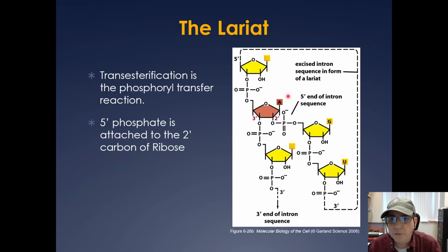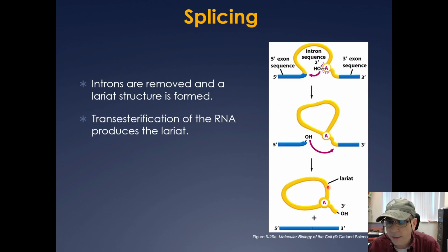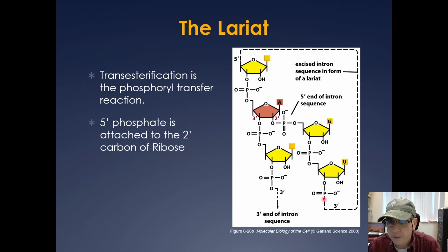Here's the chemical structure of it, and what ends up happening is the 5' G attaches via this transesterification reaction with the 2' carbon on the adenine that's the central A in the Lariat structure there. Okay, and then this goes off to the 3' end of the sequence. So the 5' phosphate is attached to the 2' ribose.